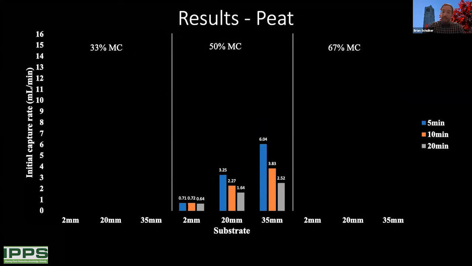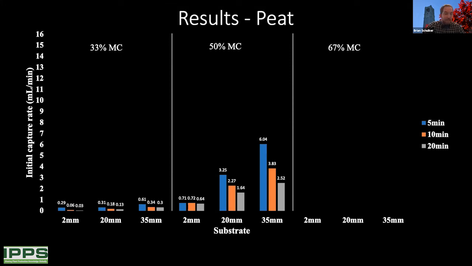Moving to peat shows you just how impactful moisture content weighs on the ability of peat to capture water. Peat is known to be hydrophobic under drier conditions, and that's evident even at 50% moisture, with capture rate values increasing as depth increases. But if you compare it to coir, it's still about 8 milliliters per minute lower under equal conditions.